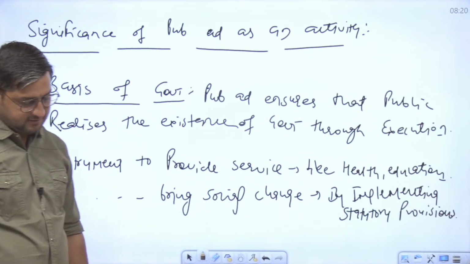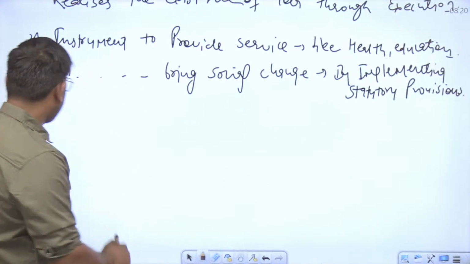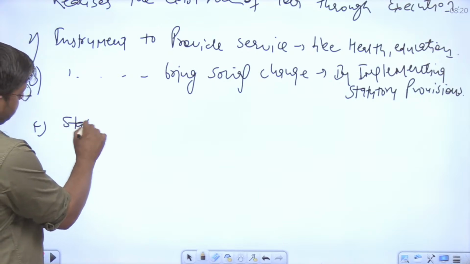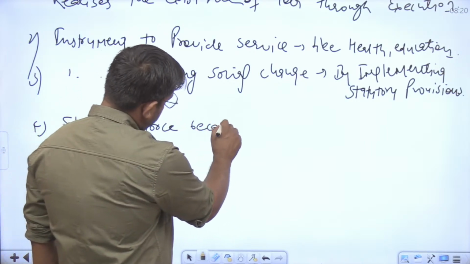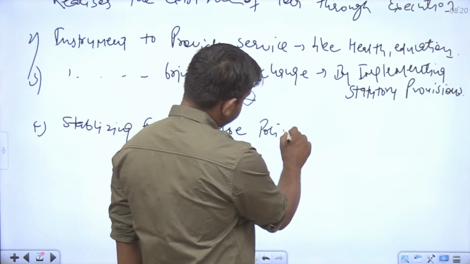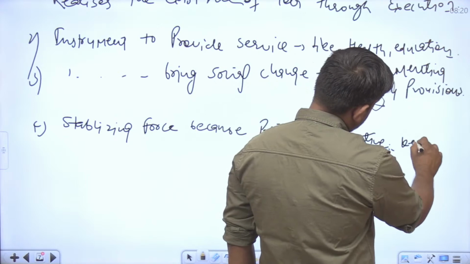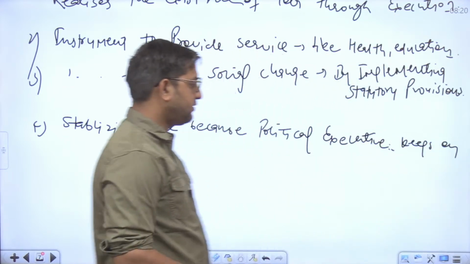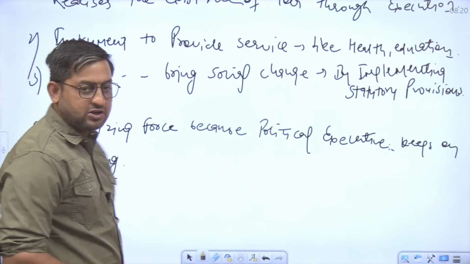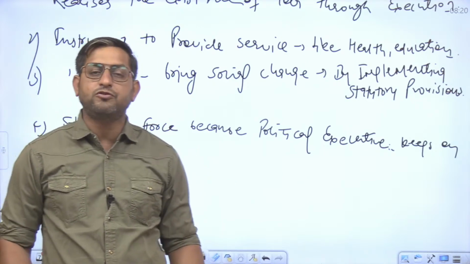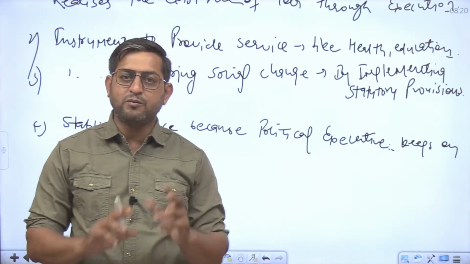Similarly, it is a stabilizing force. How? Because political executives keep on changing. So in a country like India, the political executive, that is Prime Minister and Council of Ministers, or CM and Council of Ministers, will change after every 5 years, and there is a good probability that a new person will come who will be of a new ideology.